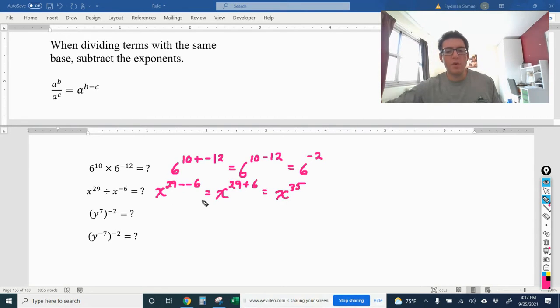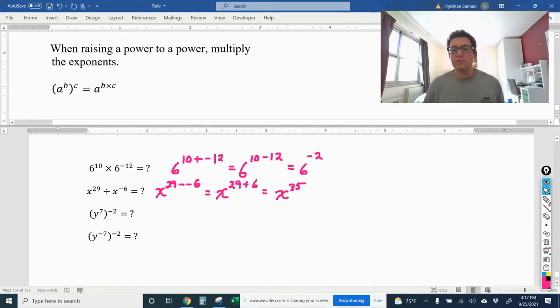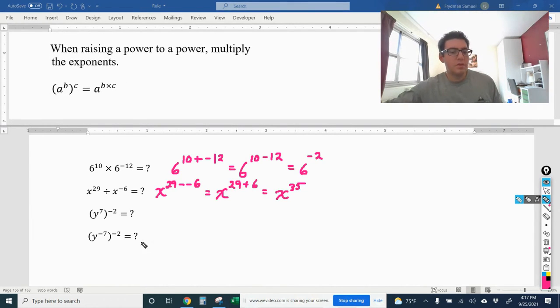Here's how we evaluated this one. We used the power rule. Since we're raising a power to a power, we would multiply the exponents. So that would be y to the 7 times negative 2. And 7 times negative 2 is negative 14. So that's how we got that one. And for this one, also the power rule, we would do negative 7 times negative 2, which is positive 14. So we would get y to the positive 14th power there.